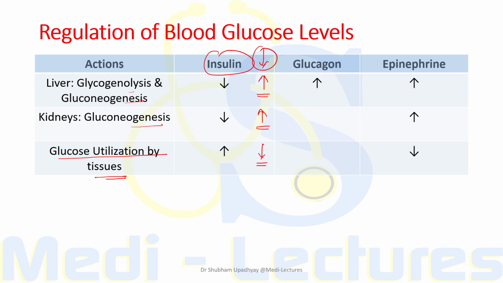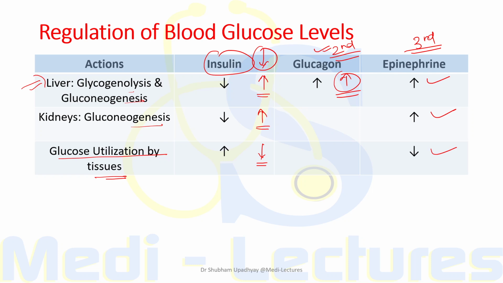Normal action of glucagon is only on liver, where it stimulates glycogenolysis as well as gluconeogenesis. So it is the second line of defense which will lead to increase in glucose release from the liver. Then epinephrine, which is the third defense, will act again on all three mechanisms, that is on liver, kidney as well as decrease the utilization by the peripheral tissues.